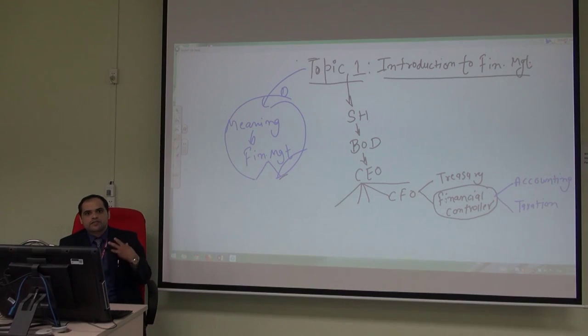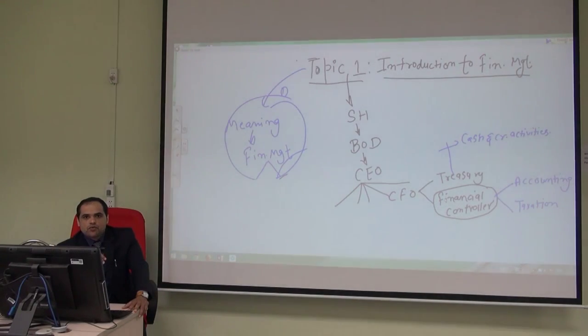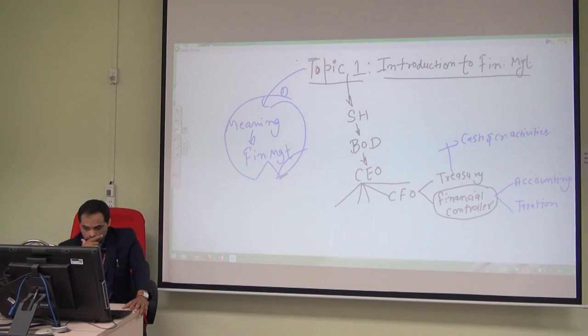In simple language, the meaning of treasury is cash, related to cash transactions, right? Cash activity, cash-based activity. So the first one is cash and credit manager, or cash and credit activities. What does it mean? It means the company requires cash on a daily basis, right? So we need cash for day-to-day and regular activities. So all such kinds of cash management will be done by the treasurer or CFO.